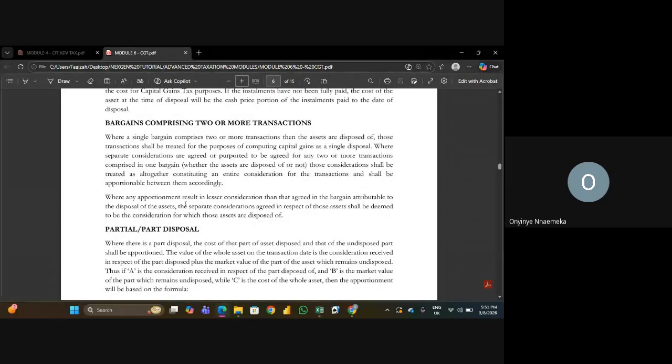Where any apportionment results in lesser consideration than agreed in the bargain attributable to the disposal of the asset, separate consideration agreed in respect of those assets shall be deemed to be consideration of which those assets are disposed of. These people, they are thieves.